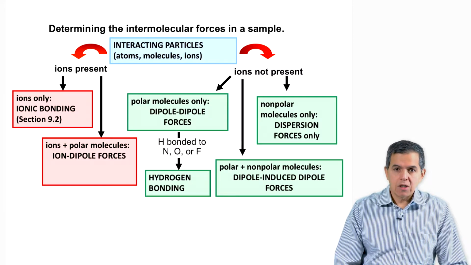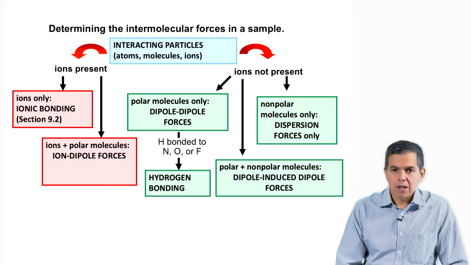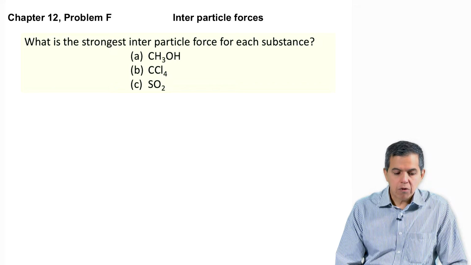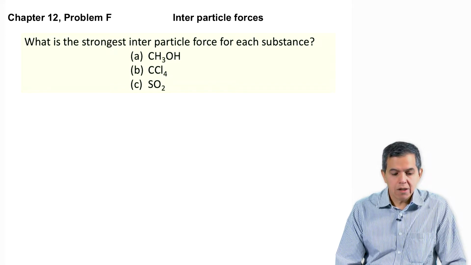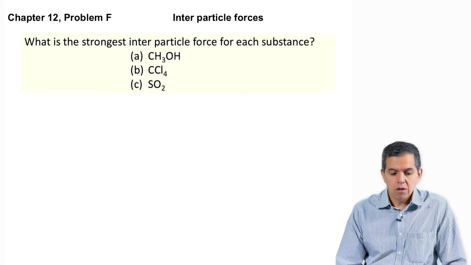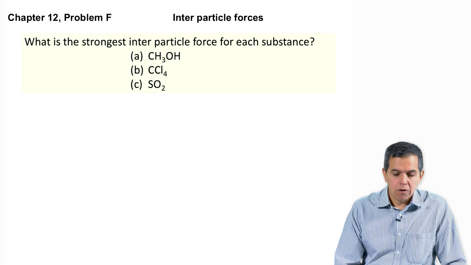So now, after this very short introduction, let's look at the following problem and think of how we can actually solve it and propose a solution. The problem says, what is the strongest interparticle force for each substance? Methanol, carbon tetrachloride, and sulfur dioxide.